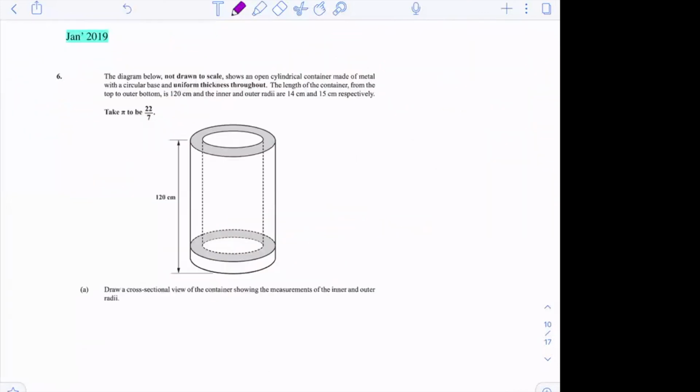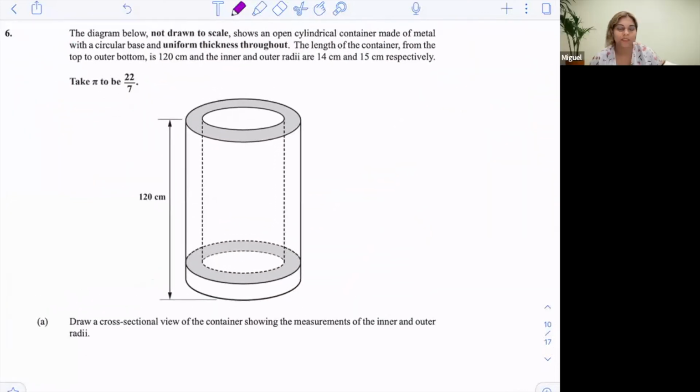All right, so the diagram below, not drawn to scale, shows an open cylindrical container. Now CXC likes to bring the cylinder. So this is one of the shapes of containers that they like to bring. So you all get familiar with the cylinder, just like a glass. So a glass is in the shape of a cylinder, right? Now, they did mention that it is open at the top. It is made of uniform thickness.